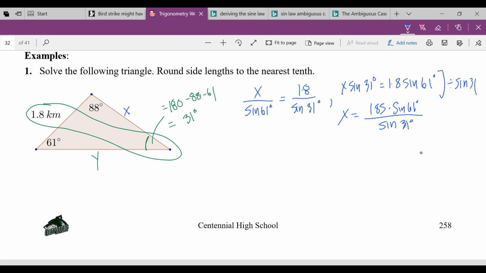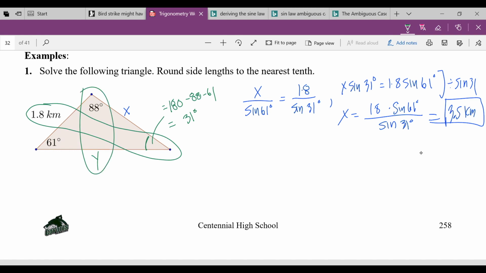And now it's just a very simple matter of popping that into your calculator to give you the value 3.5. 3.5 kilometers, because that's our final answer. All right, well, let's do this angle. Let's do this pair right there now, 88 degrees and y.